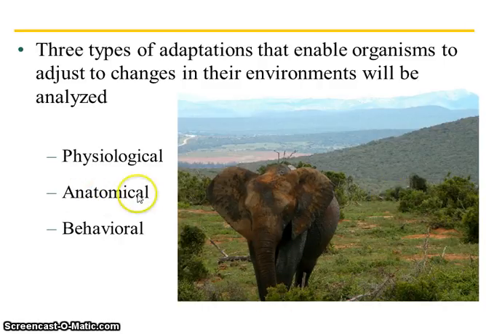Anatomical, changes in anatomy. This is an African elephant. And other than the fact that I told you that the elephants that I looked at were in Africa, a way that you'd be able to tell that is the African elephants have a much larger ear. Some say it's shaped like Africa. This is an anatomical adaptation.